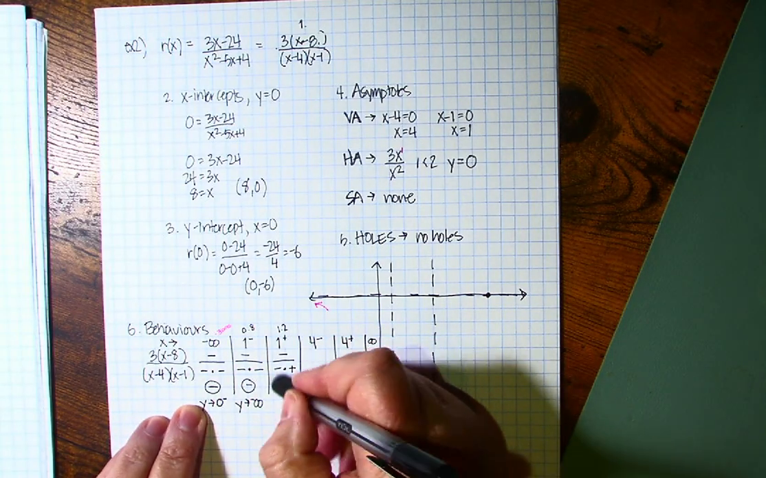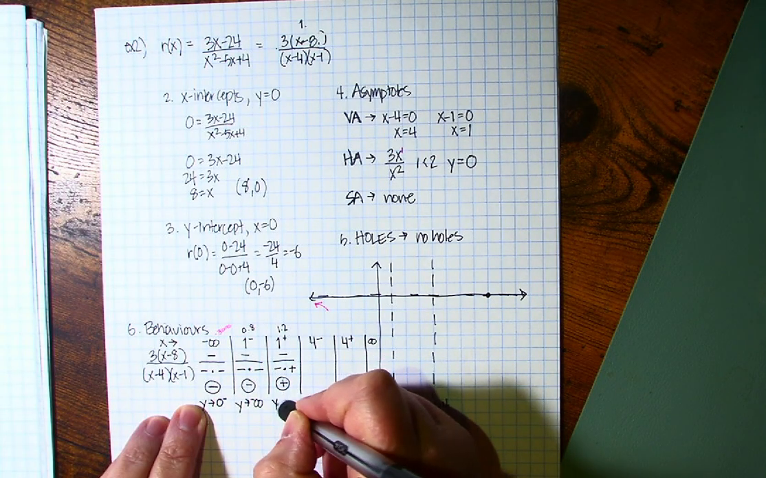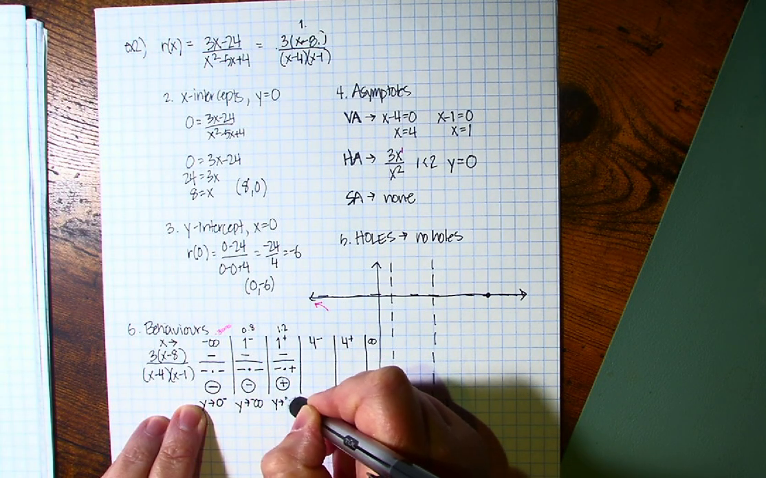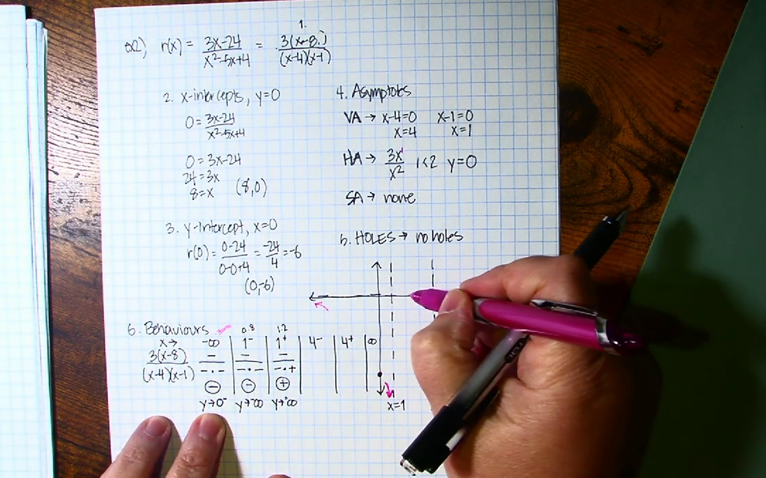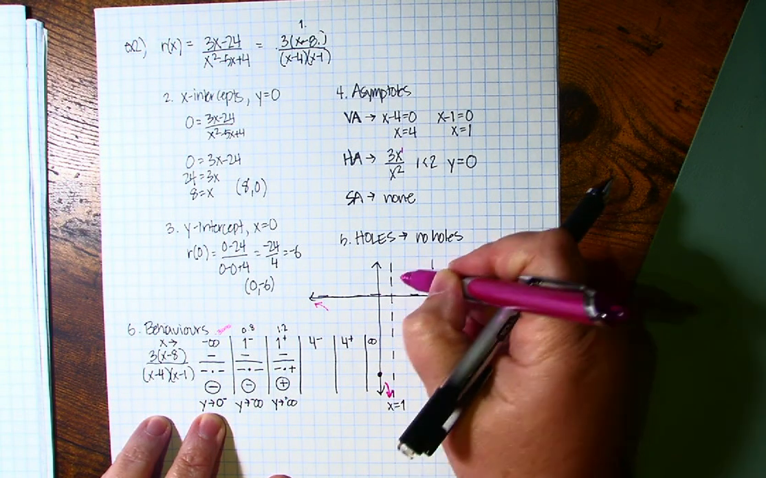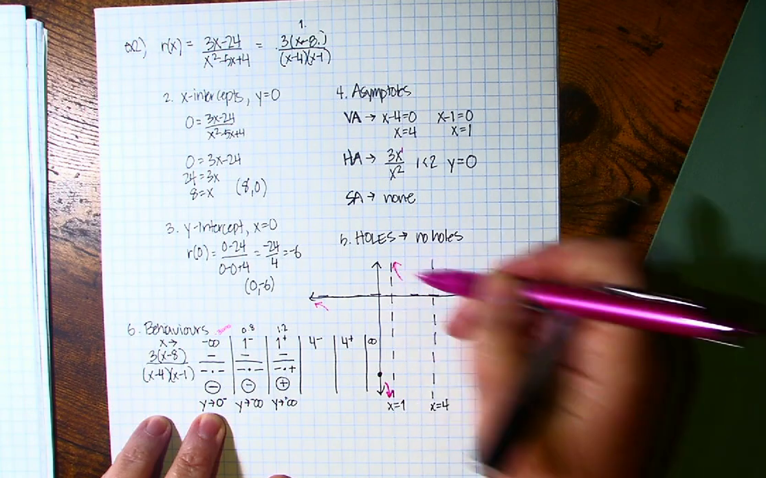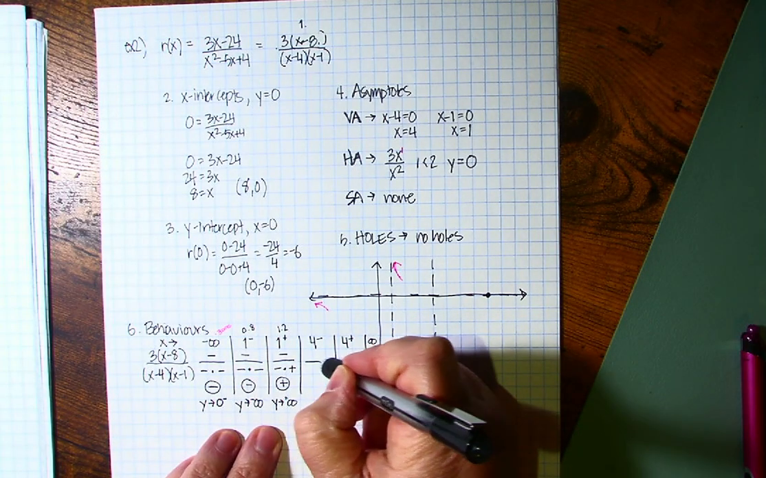I have a negative divided by negative. That is a positive result. So my y will go to positive infinity. All right, so as my x approaches x equals 1 from the positive side, it's going to go up to positive infinity.